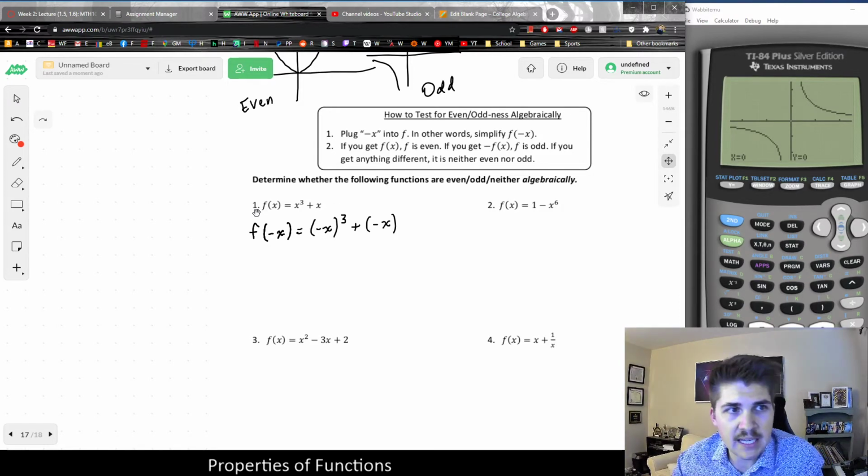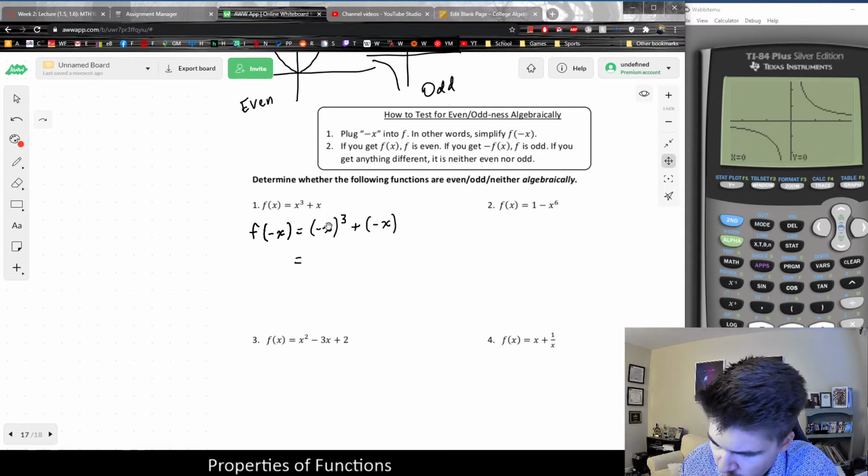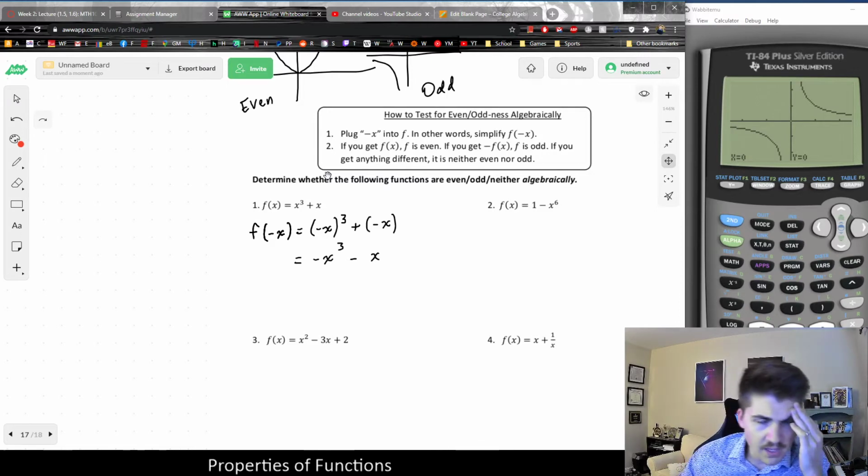because in this case the entire x is cubed, and we're plugging in negative x for the entire x. So that whole negative needs to be cubed, plus a negative x. What I have here is negative x cubed, which is negative x times negative x times negative x. And we all know that three negatives multiplied together stays negative. That should be negative x cubed, because I had x times x times x. And over here I have plus a negative x, which is the same as minus x. So what I'm left with after simplifying is negative x cubed minus x.